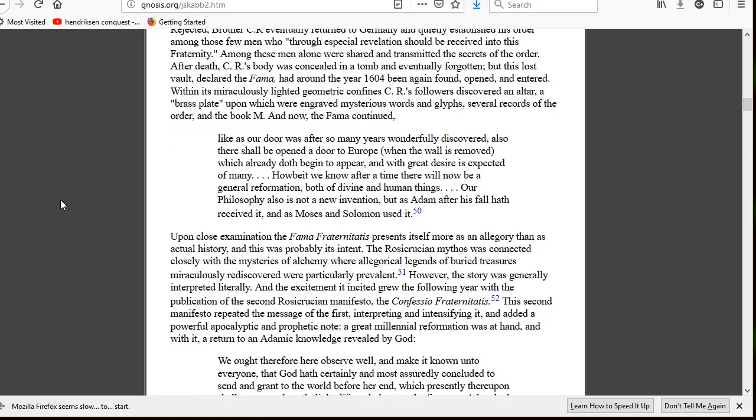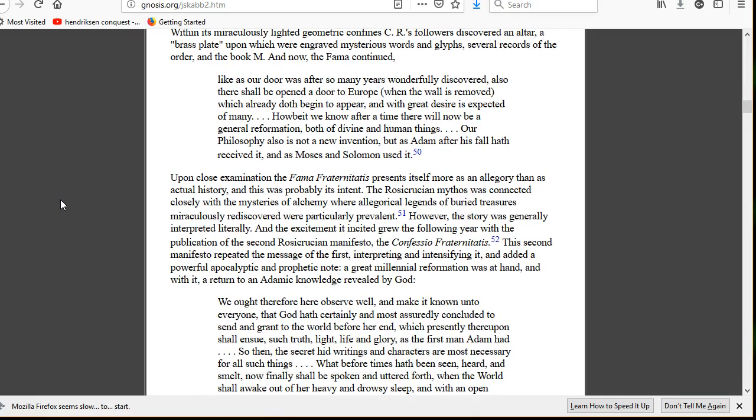And now, the Fama continued. Like as our door was after so many years wonderfully discovered, also there shall be opened a door to Europe, when the wall is removed, which already doth begin to appear, and with great desire is expected of many. Howbeit, we know after a time there will now be a general reformation, both of divine and human things. Our philosophy also is not a new invention, but as Adam, after his fall, hath received it, and as Moses and Solomon used it.